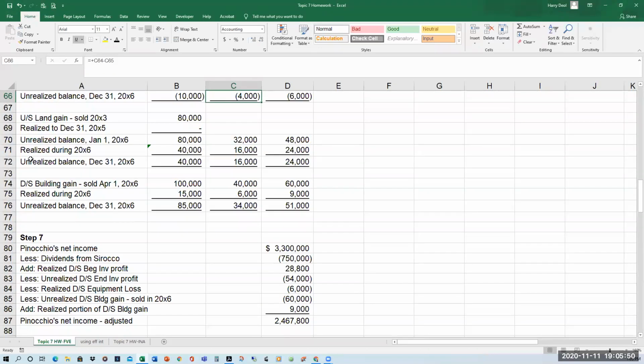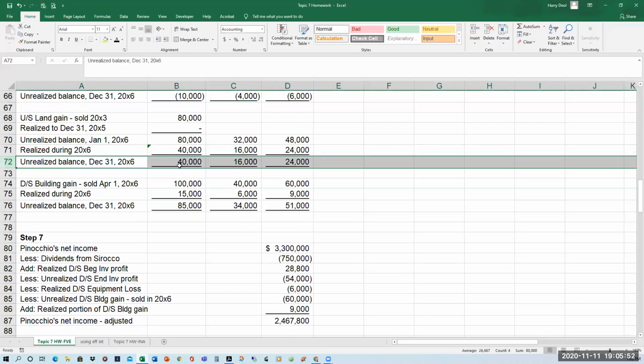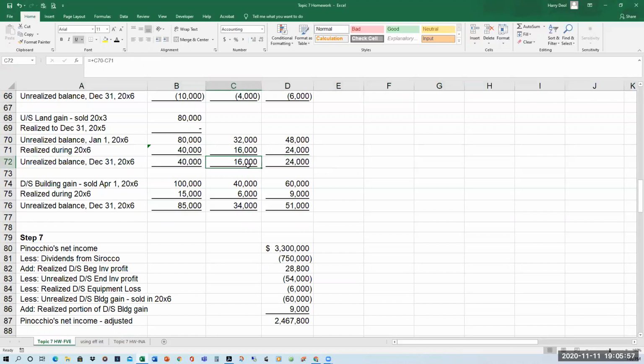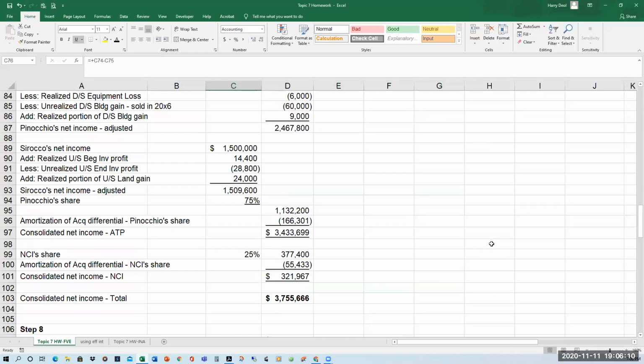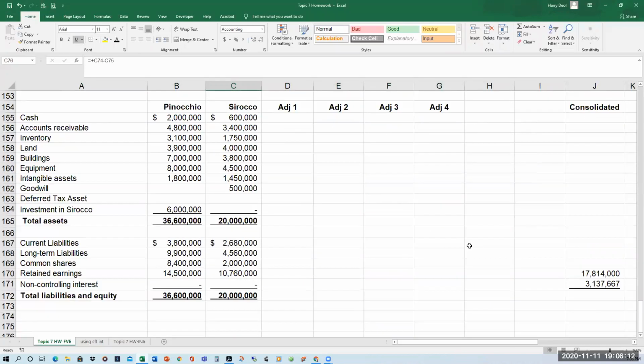As far as the upstream land gain is concerned, you want to minus $40,000. That's the amount by which the land is overstated, and add $16,000 to deferred tax asset. And then for the building, finally, minus $85,000 from the building account, and add $34,000 to deferred tax. So that's what we do. So we have $130,000 being taken out of accounts receivable and the current liabilities.